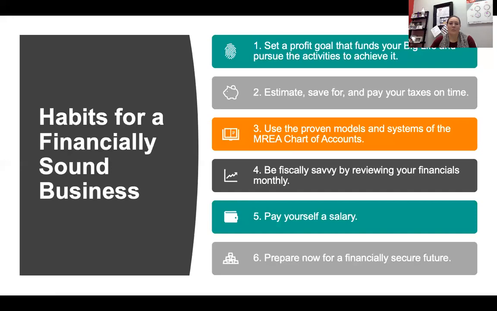Three, you're going to use the proven models and systems of the MREA chart of accounts. We'll look into that and show you what that looks like and how that's going to help you. And then four, be fiscally savvy by reviewing your financials monthly, looking at your numbers: know your numbers, know your numbers, know your numbers. Five, pay yourself a salary. And six, prepare now for a financially secure future.